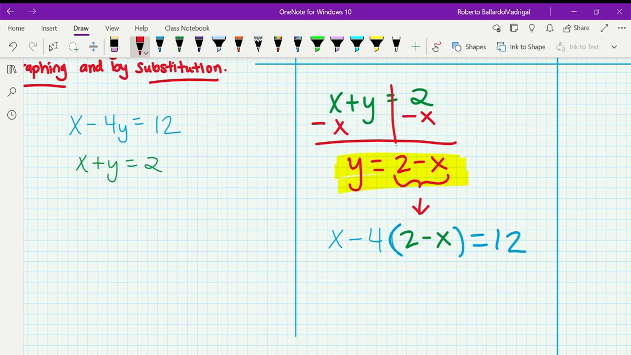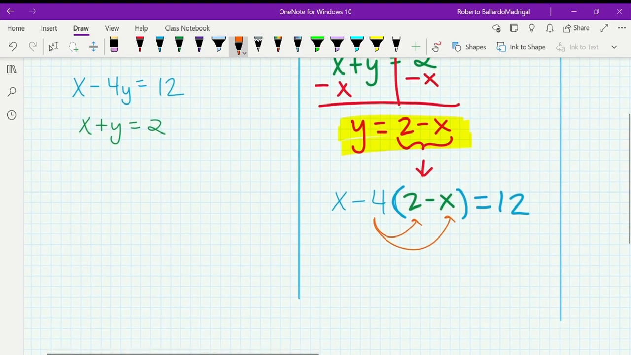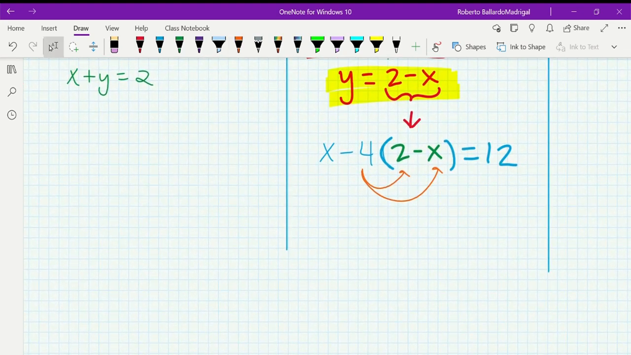Okay. This is some basic algebraic work right here. You should all know how to use the distributive property. Distributive property is just multiplying across. You're not multiplying 4, you're multiplying negative 4. That seems to mess people up. Don't forget there's a negative in front. So, negative 4 times 2, negative 4 times negative x. We're going to get x minus 8 plus 4x equals 12.